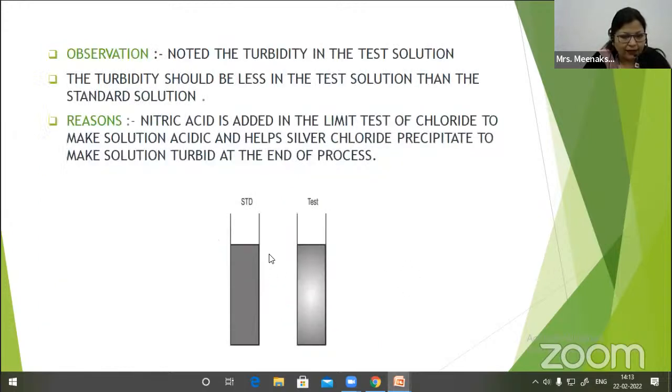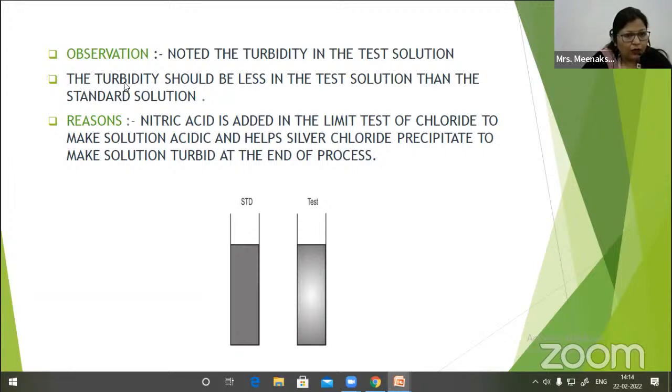As you can see in the diagram, we have this as a Nessler cylinder. This is a representation of the Nessler cylinder. So one is marked as a test, another is marked as a standard. The procedure is followed for the test and the procedure is followed for the standard. Then we keep this for 5 minutes. After 5 minutes, we observe this against a darker background. So we note the turbidity and basically the opalescence in the test solution against the standard solution.